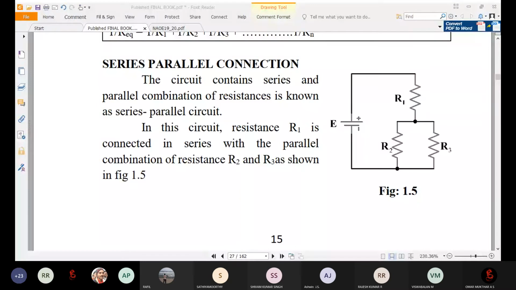Now the slide is visible, sir. Series parallel connection.